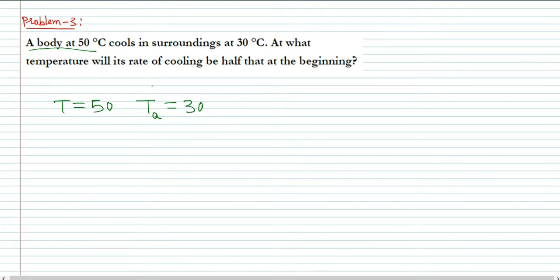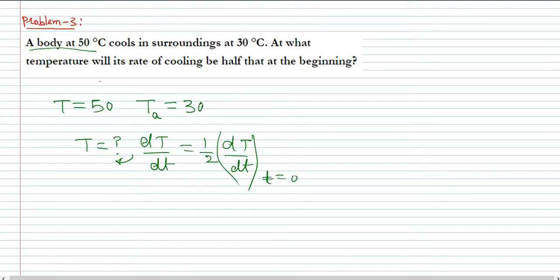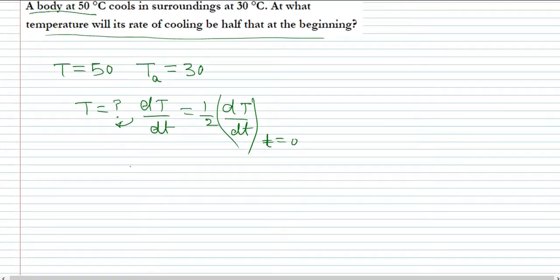It's asking at which body temperature T the dT/dt at this temperature is equal to half of the dT/dt initially, that is, at t equal to 0. That's what is asked in this.